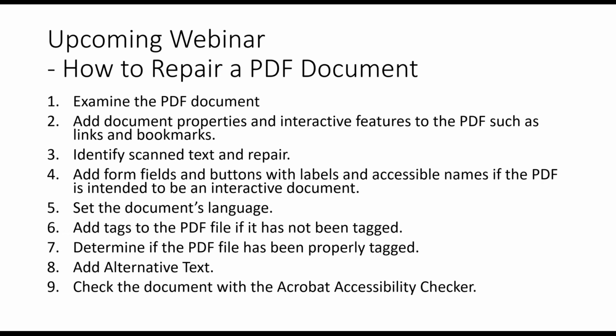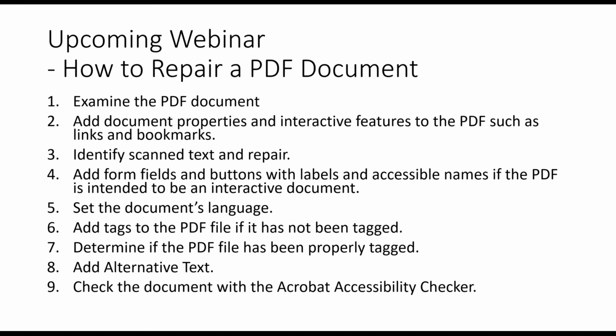This is going to be repairing or remediating a PDF document. Number one is how to examine that document and know what's in it and what needs to be corrected. Adding the document properties and interactive features such as the links, bookmarks, headers, tags, etc. And then identifying where, say, if somebody did a print to PDF and how to fix that. Again, that's going to be a pretty in-depth process.